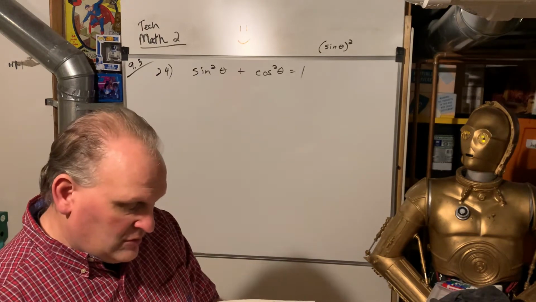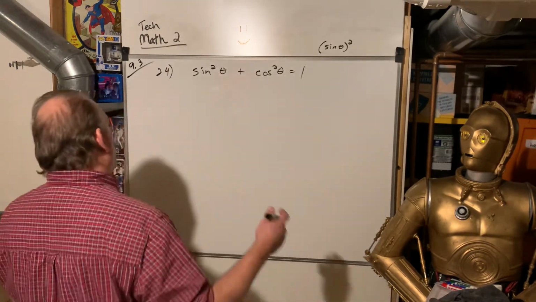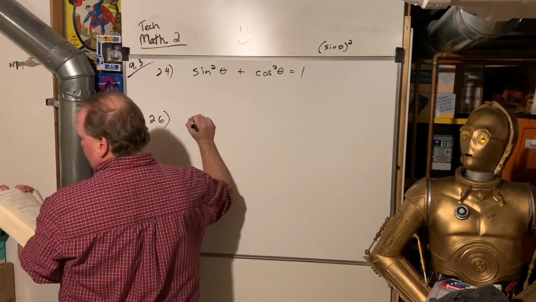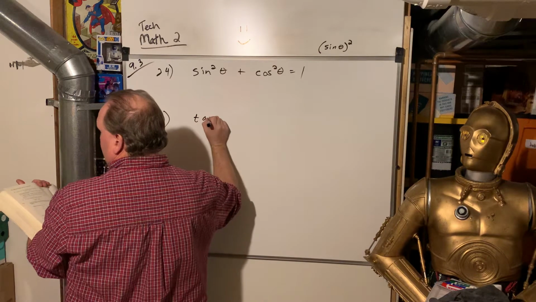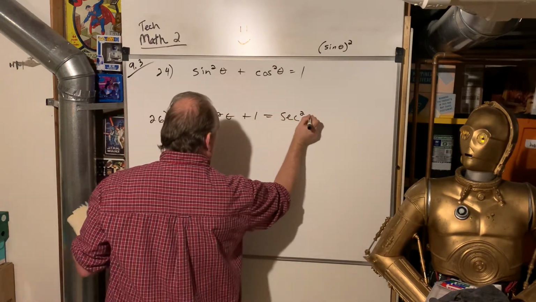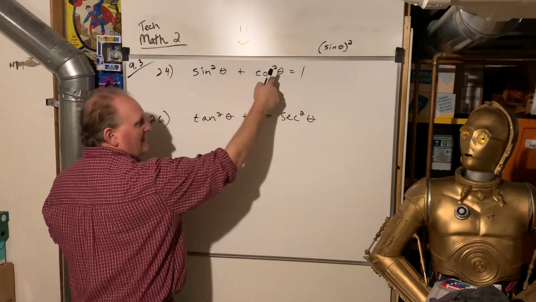Now there are 2 derivations off of this. And let me show you. You could just memorize them, but there's a way I got around memorizing them. Let me show you. So the answer is tangent squared theta plus 1 equals secant squared theta. And you might say, oh, that doesn't even look anything like that. It's actually derived from this.